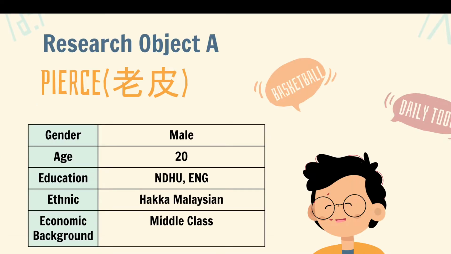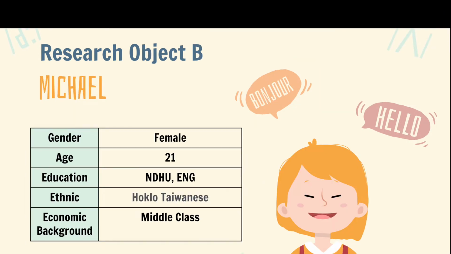The first one's nickname is Pierce. He is 20, male, and a Hakka Malaysian who comes from the middle class in Malaysia. And the second object is Michael. She is female, age 21, and a Hoklo Taiwanese who comes from the middle class in Xinbei. With that being said, let's get into the analysis.